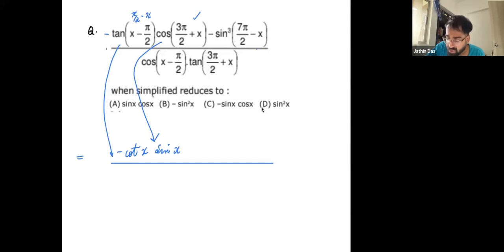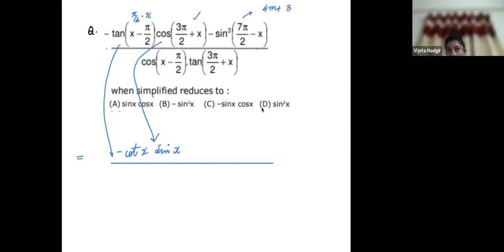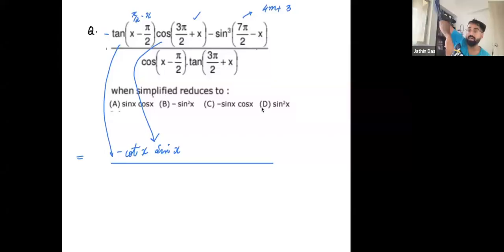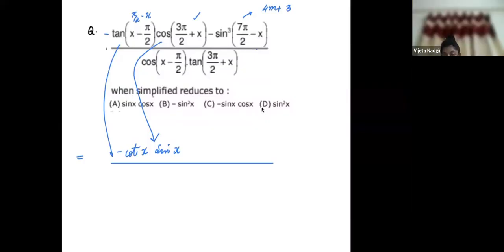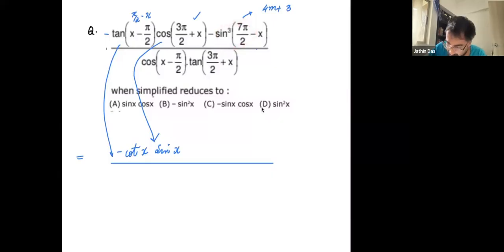Where is 7 pi by 2? 7 is what? 4m plus 3, na? So the down one, 270 here. 270 minus theta means third quadrant. Third quadrant, correct? Third quadrant में sign negative. So minus plus. Because cube here the minus will come and the other side it will be plus. Okay, so plus cos cube x.